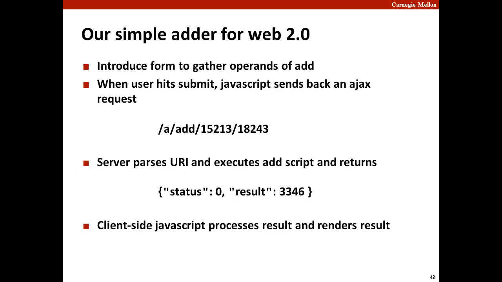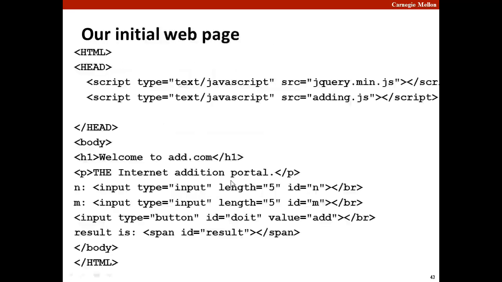So for our more modern example, you can see that the JSON here has status and result. Status is 0, success, right? And then the result is 3346. And then a client-side program processes the result and renders the result. So we send you a program, right? You make your request, we send you your result, and then your client-side program processes that and renders this however makes sense.